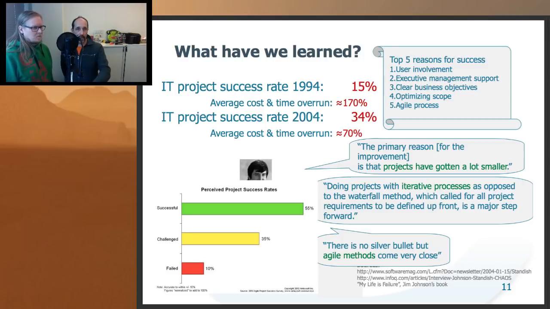Okay. And then there's also, just note, those average cost and time overruns. So we are not talking about small failures. So 170% cost overrun means almost 3 times the cost that was anticipated. Yeah. And that also has gone down.